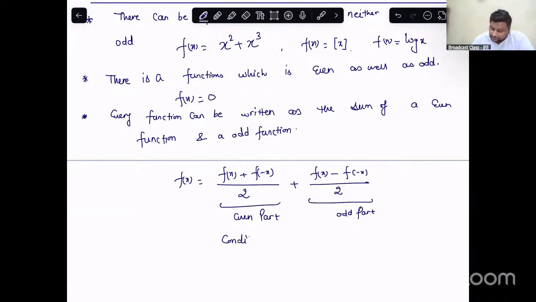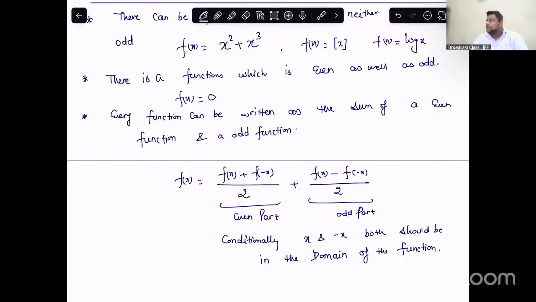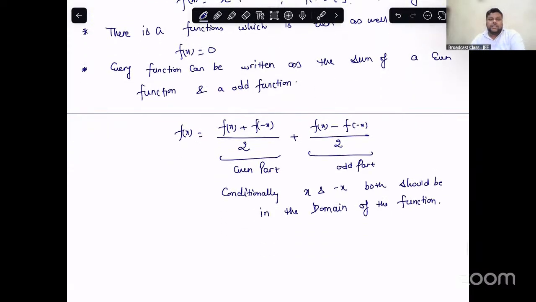Conditionally, x and minus x both should be in the domain of the function. Both should be in the domain of the function. Am I clear?